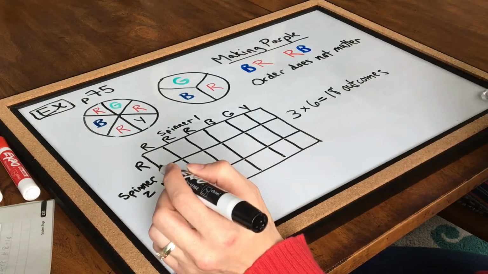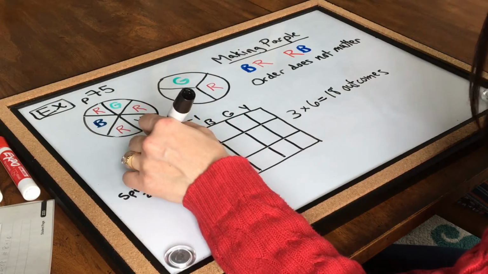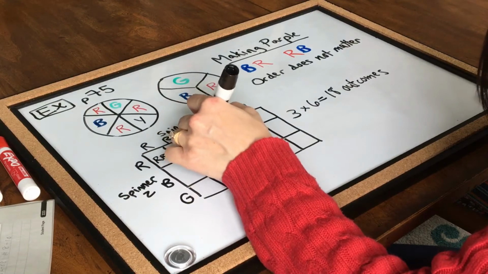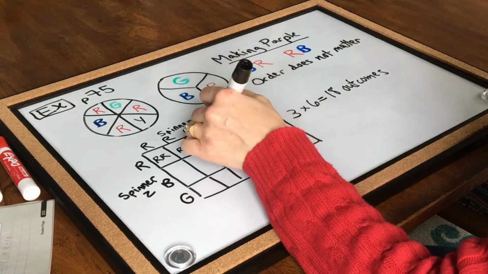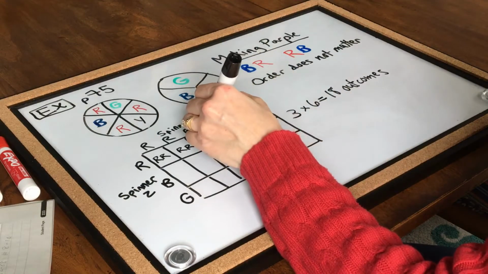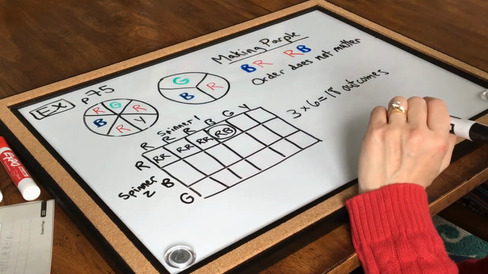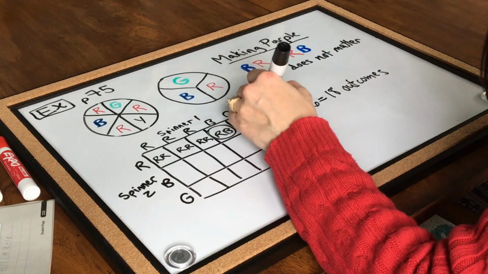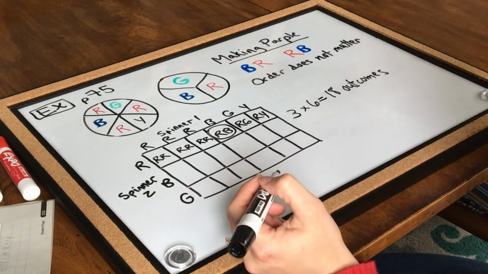So let's fill in our chart, okay? On the top, I have red, red, red, red, red, red. Then I have red, blue. This is good for us because this is one of the ones that we can use to make purple, okay? Then I have red, green, and red, yellow. Those don't really help us at all, right?